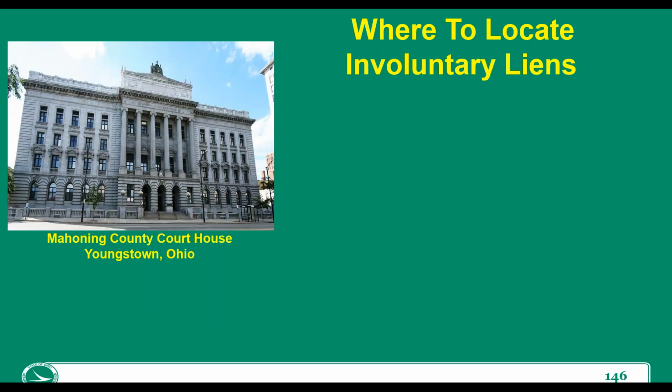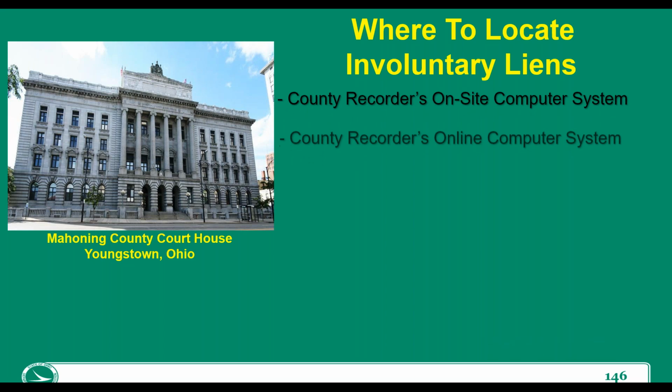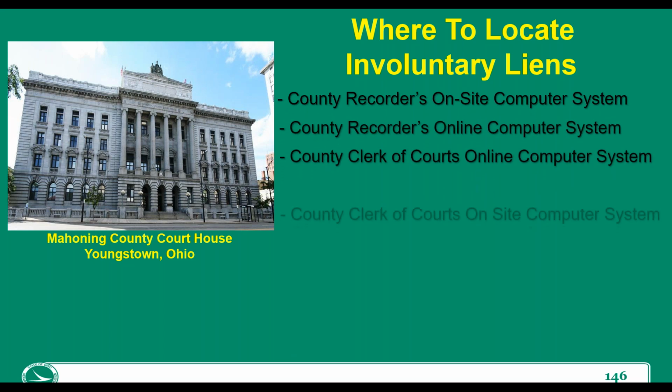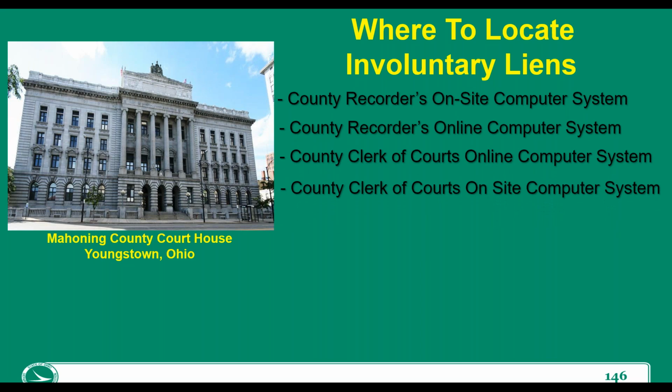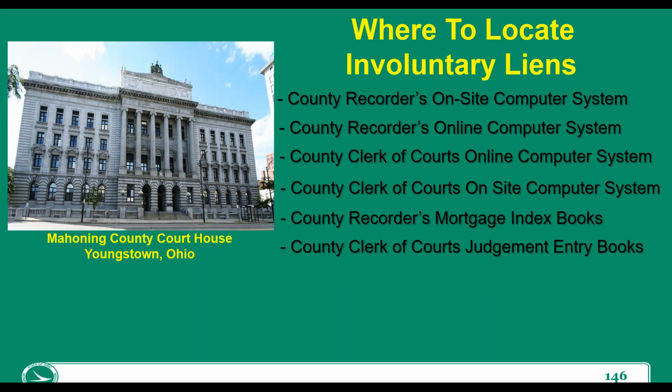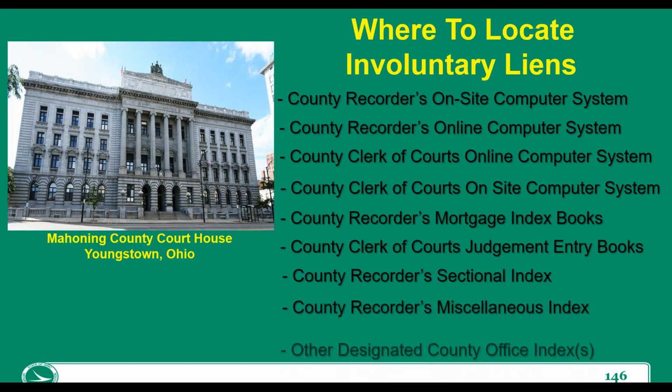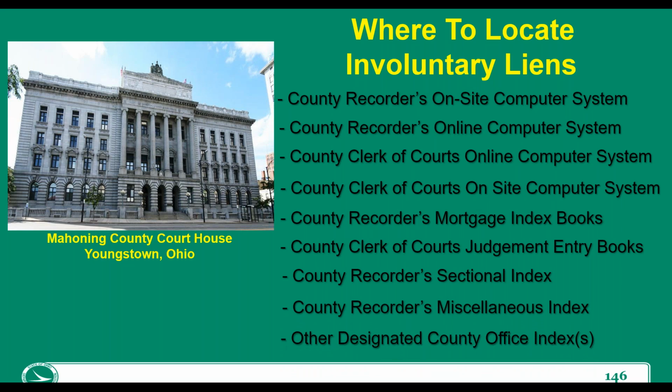So where to locate these? This is the Mahoning County Courthouse, which is really nice inside also. It's in Youngstown, Ohio. I did quite a bit of work out of there also. The county recorder's on-site system is basically the same as for voluntary liens. Mortgage indexes, and here's one of the differences, the judgment entry books. There are the section books again, the miscellaneous indexes, and other designated office indexes.